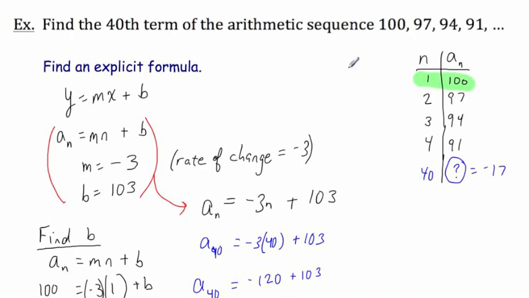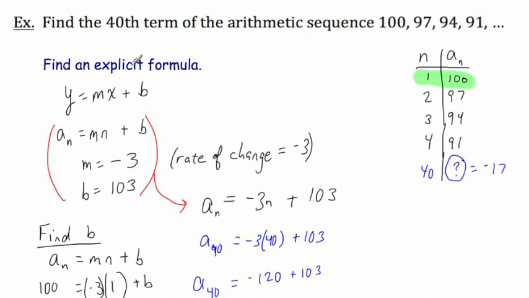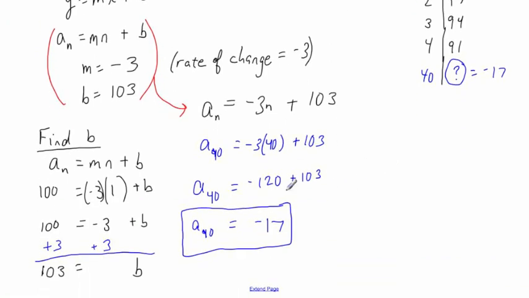The easiest way to do this is to first find that explicit formula. Once you've found an explicit formula using the strategies that we've talked about before for finding an equation of a line, you can substitute in the term number that you want for n. We wanted the 40th term. Substitute it in for n, and simplify the right-hand expression. That will give you the output value, or the 40th term, which is negative 17.